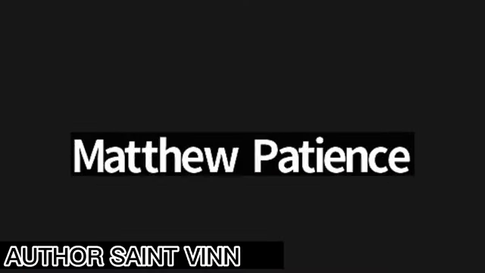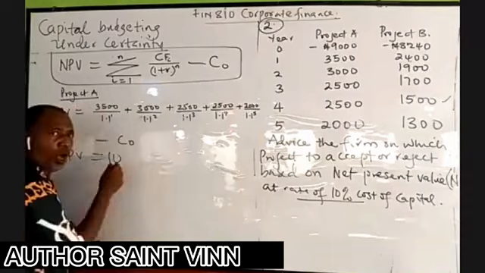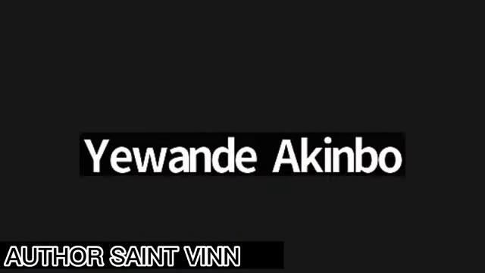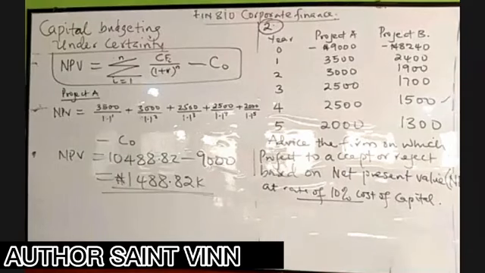So, from the board here, our NPV, all this, what did you get? 10,000 something. 10,488.82. Minus our 9,000. So now give us minus 9,000: 1,488.82. This is our NPV and it's positive. That means it's nice.